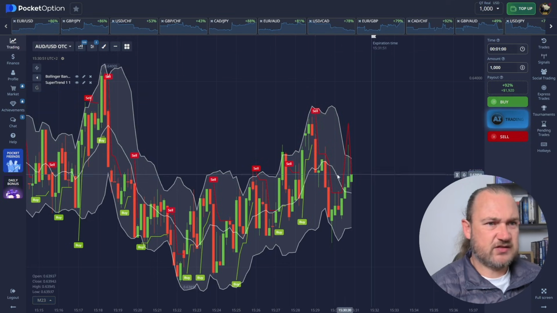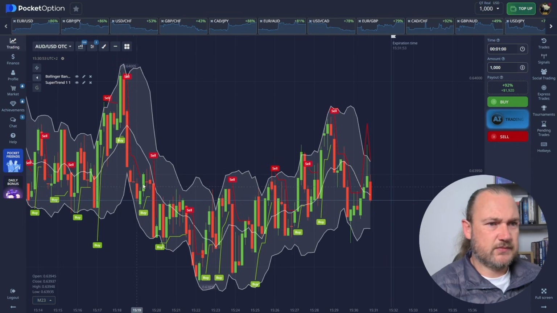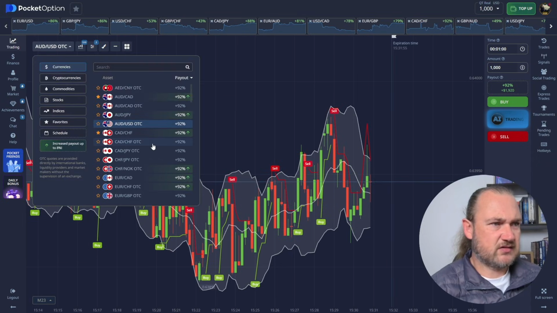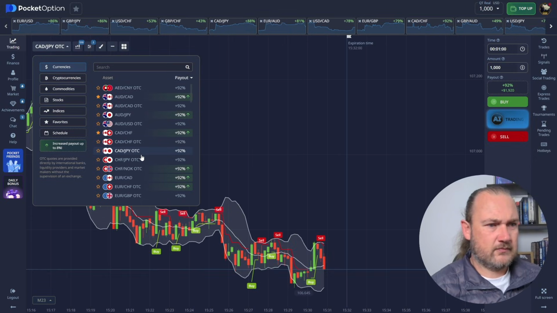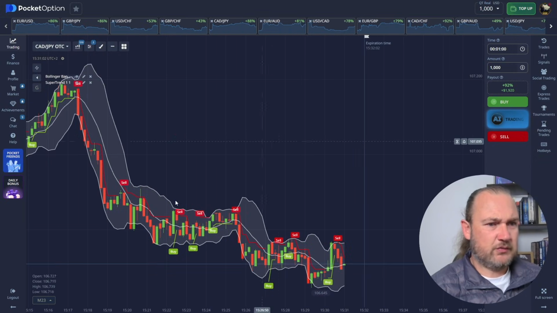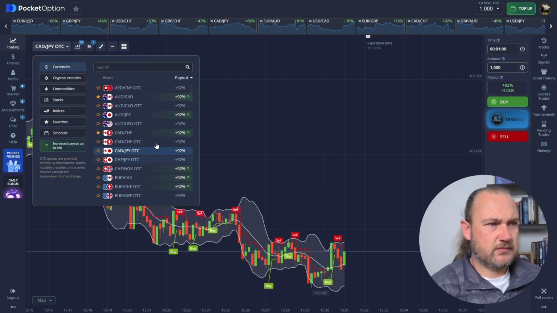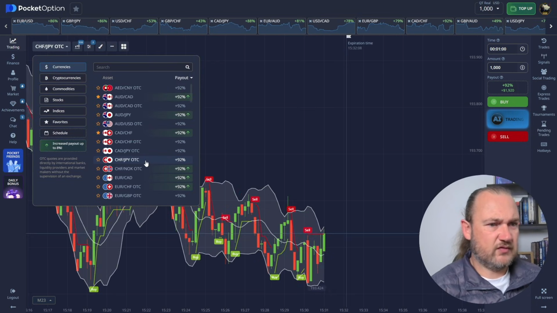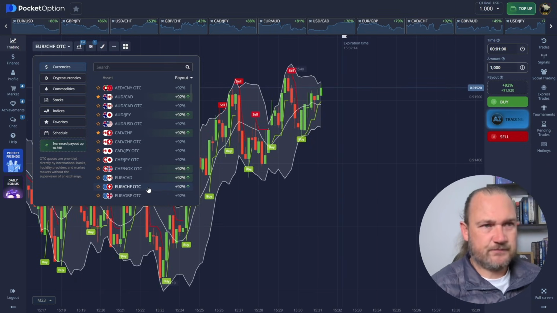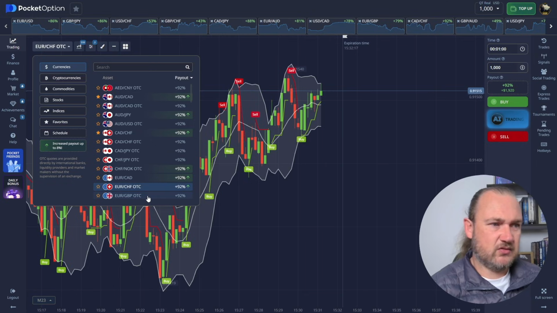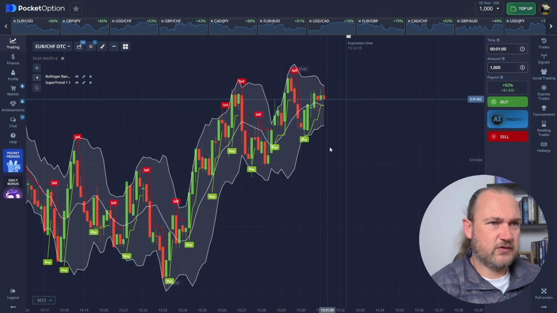So this is ranging quite a bit, but we didn't get an entry on this. So let's go to the next one. We do have some sideways movement here, but we don't have a lot of volatility. The ideal thing we want is volatility. So we're looking for something that's in a range, moving quite a bit. That's the ideal asset that we're going to be looking for.